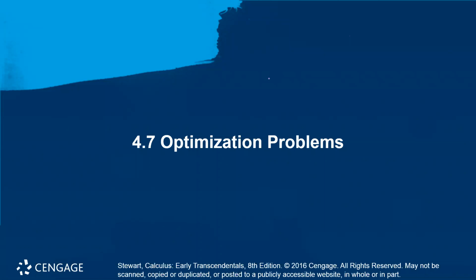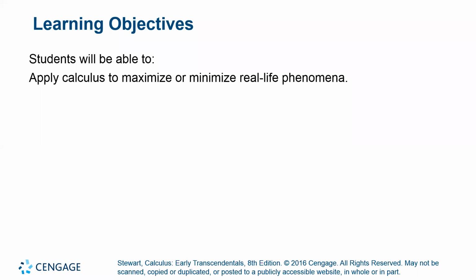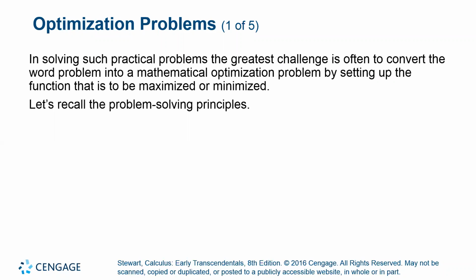Hello class, this is the video for section 4.7, optimization problems. In this section, we will apply all that we have learned so far in chapters 2, 3, and 4 to solve real life situations, basically to minimize or maximize the problem.